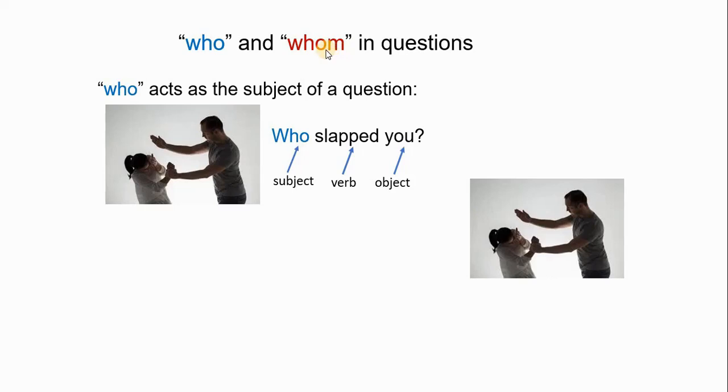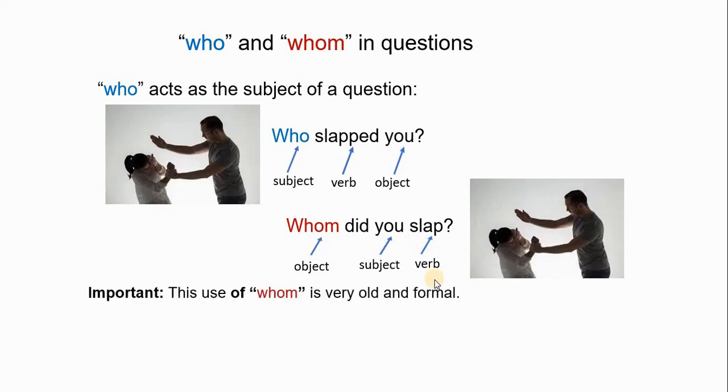So, it is the opposite. Whom did you slap? So, whom is the object of the question. You is now the subject of the question. Remember, this is the person doing the action, doing the slapping, and slap is the verb. Alright? So, whom is always the object, and who is the subject.